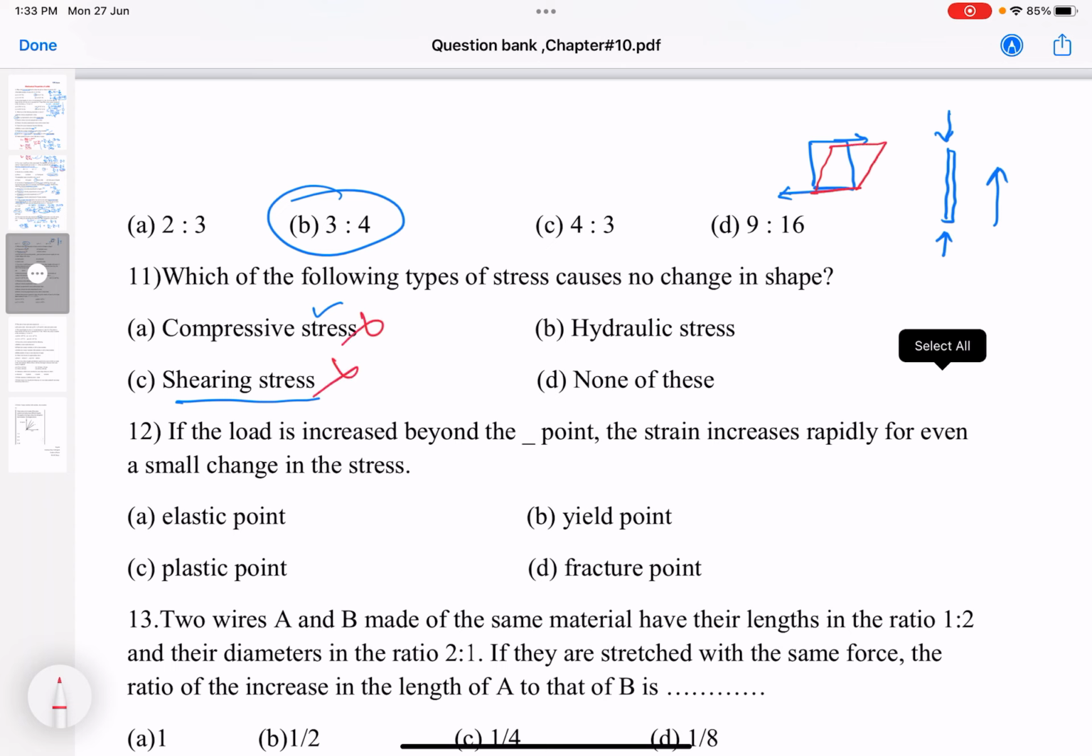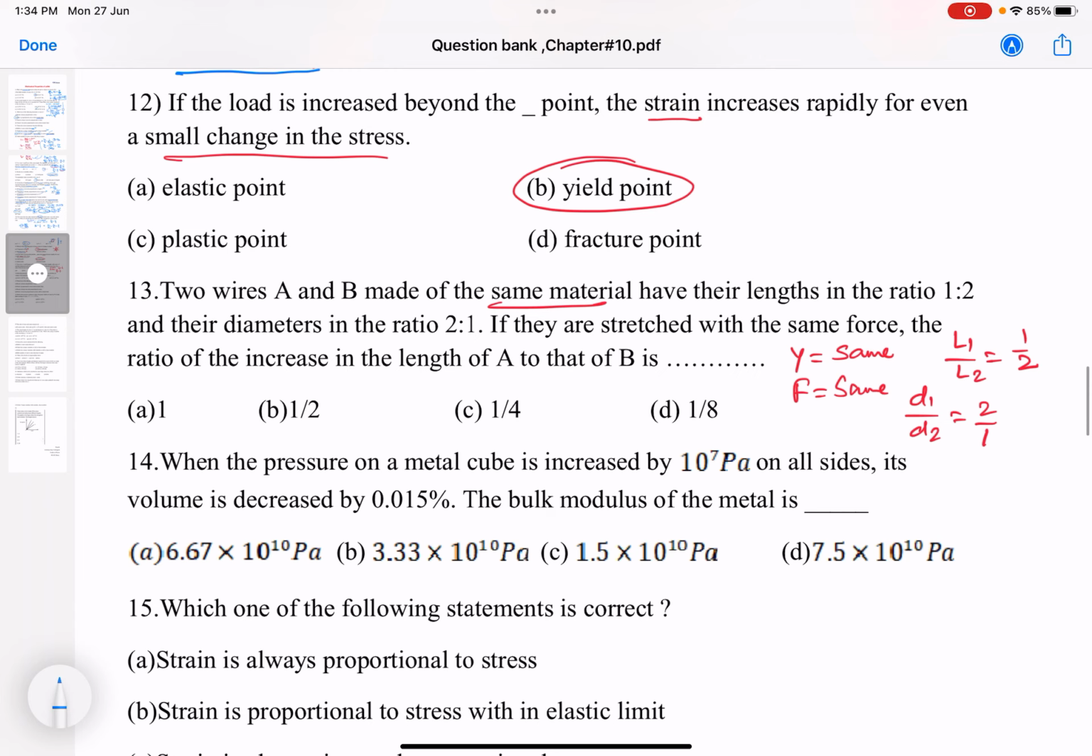Two wires A and B made up of the same material and have their lengths in the ratio of 1:2. Again, he is talking about length, so we need to take the Young's modulus formula. Young's modulus is the same for both because they are made up of the same material, and lengths are in the ratio L1 by L2 is equal to 1:2, and diameters are in the ratio D1 by D2 is equal to 2:1. And if they are stressed with the same force, force is also the same. The ratio of the increase in length of A to that of B. Increase in length is nothing but delta L.